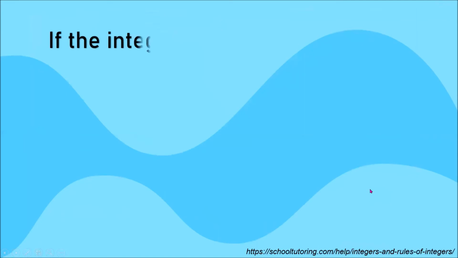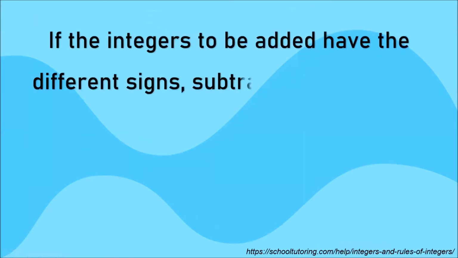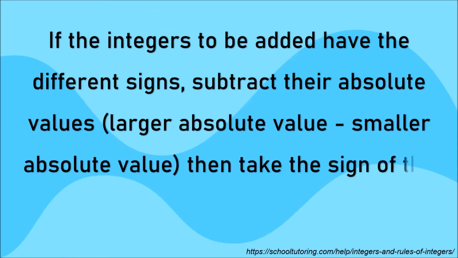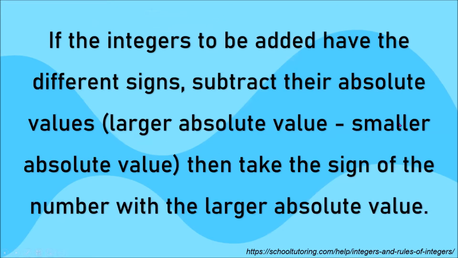Next, if the integers to be added have different signs, subtract their absolute values, larger absolute value minus smaller absolute value. Then take the sign of the number with the larger absolute value.